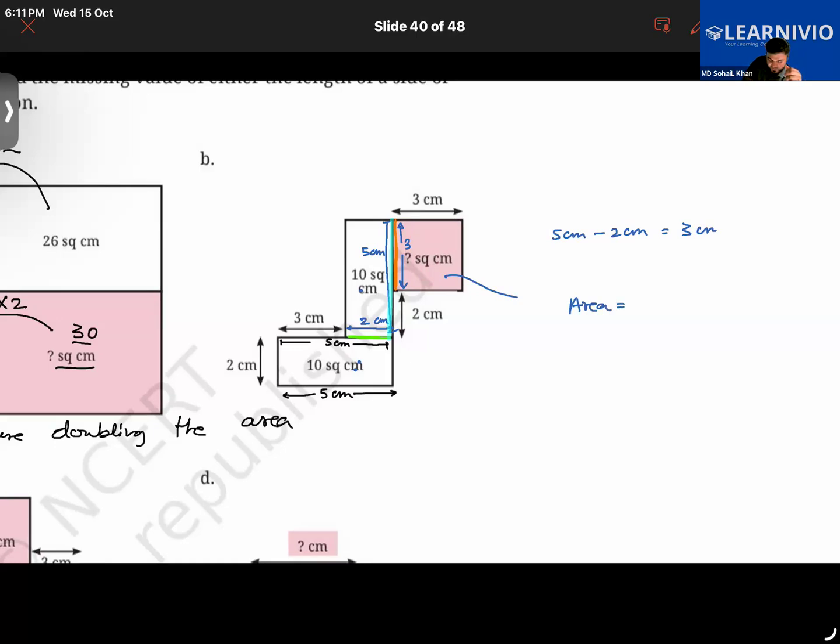So the area of this shape is going to be length into another length, because this is clearly a square, a side into side. It's not going to be 6, but 3 multiplied by 3, that is going to be 9 square centimeter. No, you're multiplying it. You are not supposed to add it.